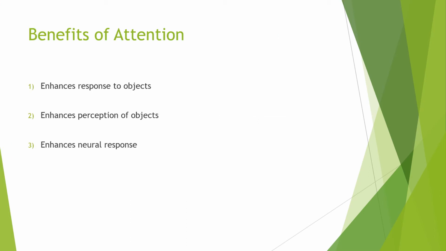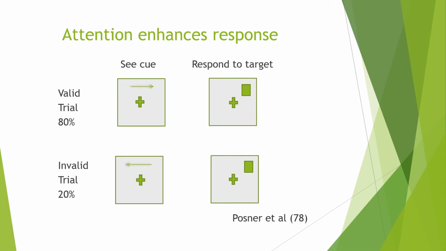Some of the benefits that we're going to see of attention is 1, it enhances our response to objects. 2, it enhances our perception of objects. And 3, it enhances the neural response that we see to particular objects. So I'm going to spend a little bit of time here talking about how attention enhances our response, or really makes us faster in our reaction times.